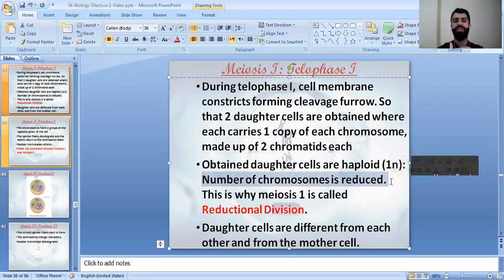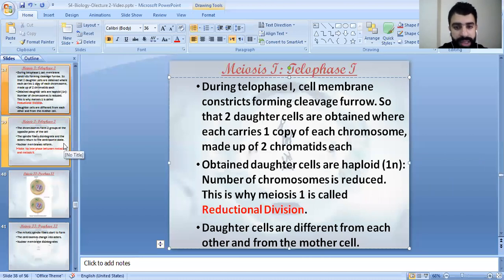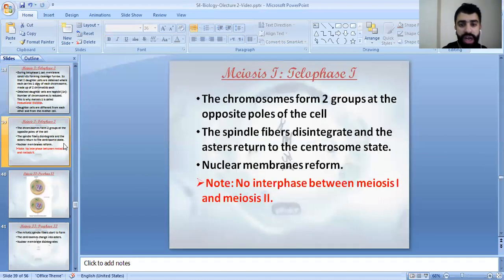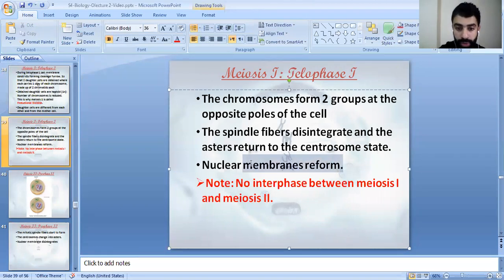Because the number of chromosomes is reduced into half, it's called reductional division. So the daughter cells are different from each other, and also different from the mother cell. This is telophase 1. In telophase 1, the chromosomes form two groups at the opposite poles of the cell. The spindle fibers disintegrate, and the aster returns back to the centrosome state. The nuclear membrane reforms.